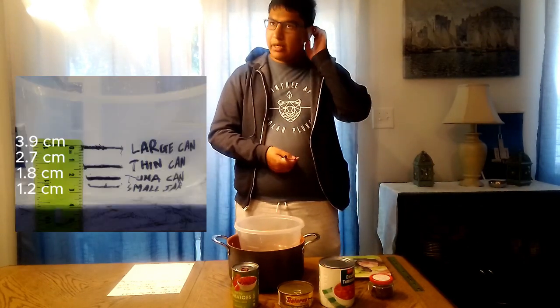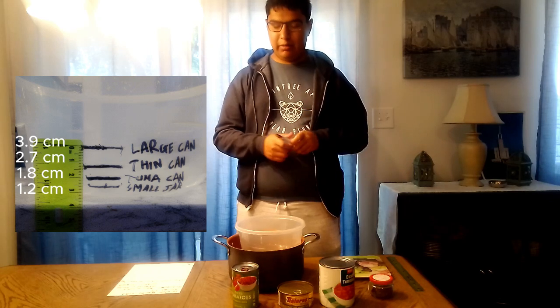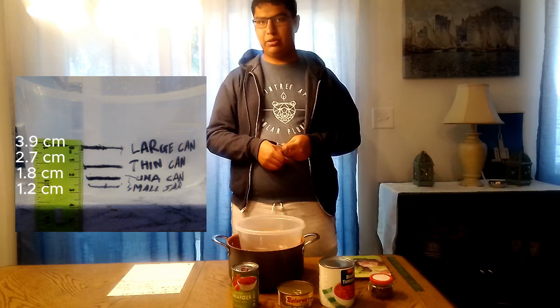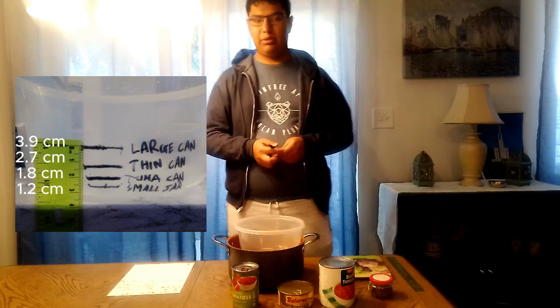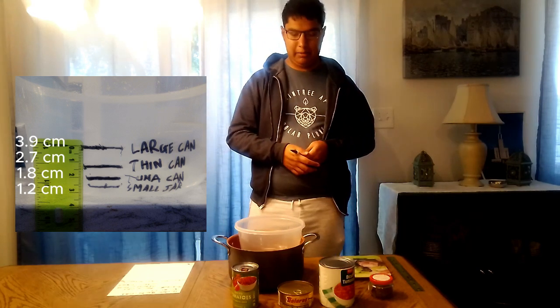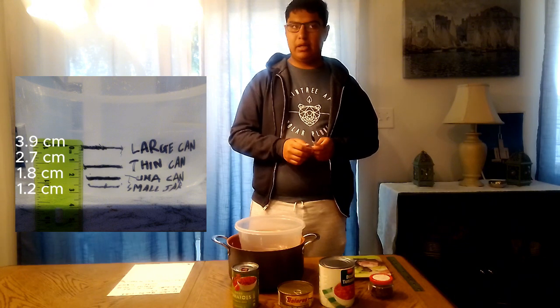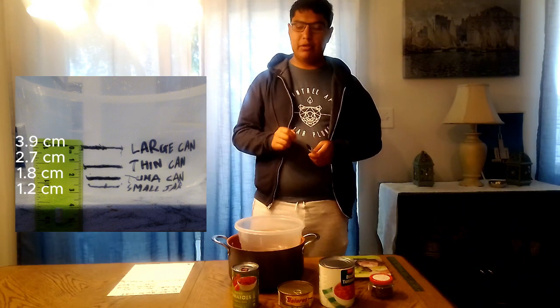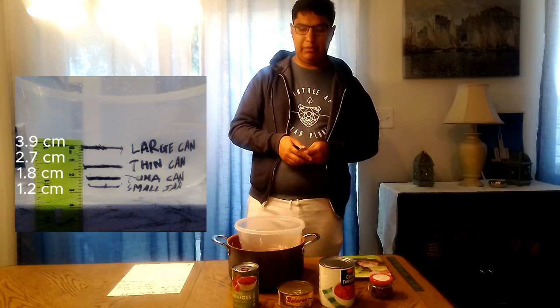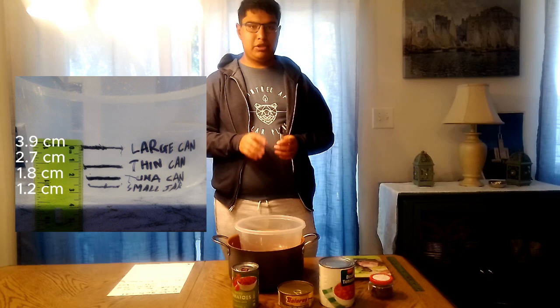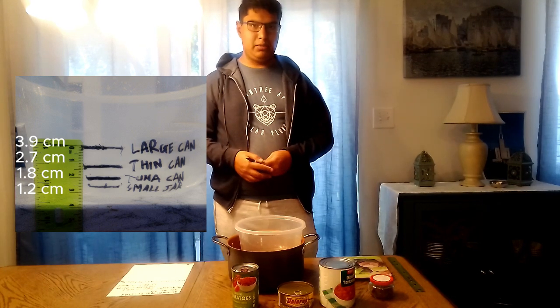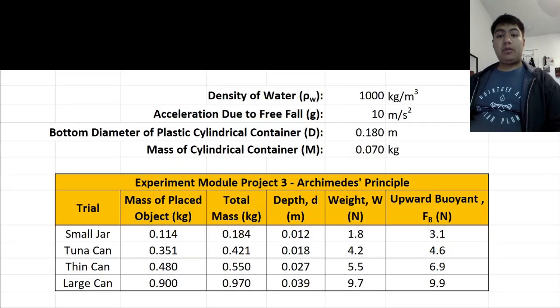I will be displaying an image of which watermark corresponds to which of the objects, and I will have a ruler next to it showing how high it is from the bottom. What we care about is the distance from the bottom of the container to the water level, since that is going to be the depth to which the object is immersed in the water. Now that we've done our measurements, let's move on to Excel.